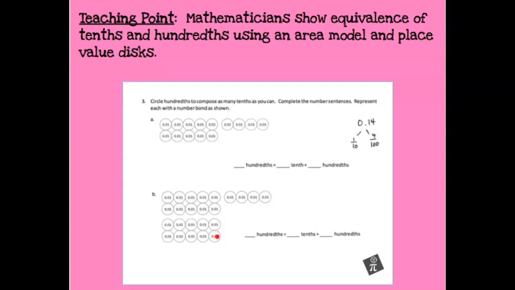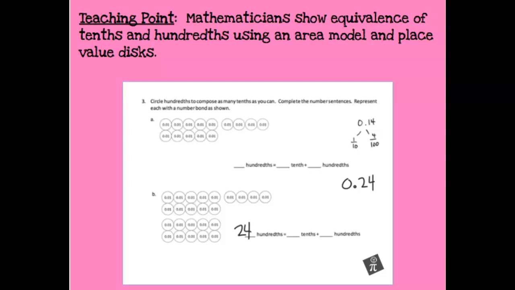So let's just take a look at problem B, and we're going to count, and we see that they've conveniently put them in 10 frame form, in groups of 10. So we've got 10, 20, plus 4, so that's 24/100ths. So we're going to start with 24/100ths, and so as a number, as a decimal, that's going to be 0.24.